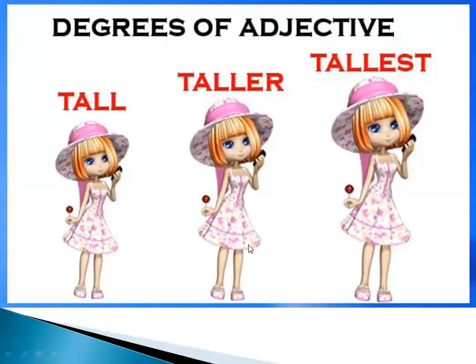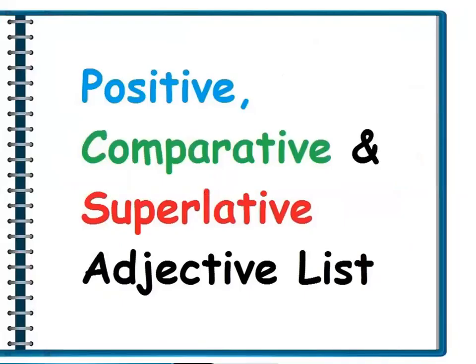Now we have degrees of adjectives also. What are the degrees of adjectives? We have 3 degrees of adjectives. Number one is positive. When we are simply telling the quality, quantity or number of a noun or a pronoun, this is called the positive degree. We are not comparing two things; it is a single person or thing we are describing.